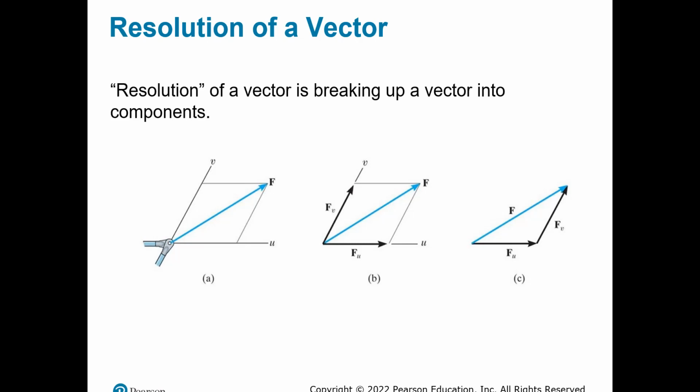Resolution of a vector: basically they have two components for any force. When they're at an angle, you will have a component that is in the axis direction, and another component that is on the other axis. So right now they call that U and V, but we call ours most of the time X and Y.